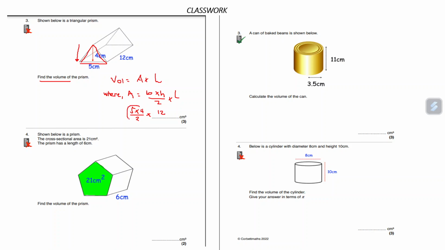So if you solve this, 5 times 4 is 20. 20 divided by 2 is 10. So that will be 10 times 12. 10 times 12 is the same thing as 120 centimeter cube.